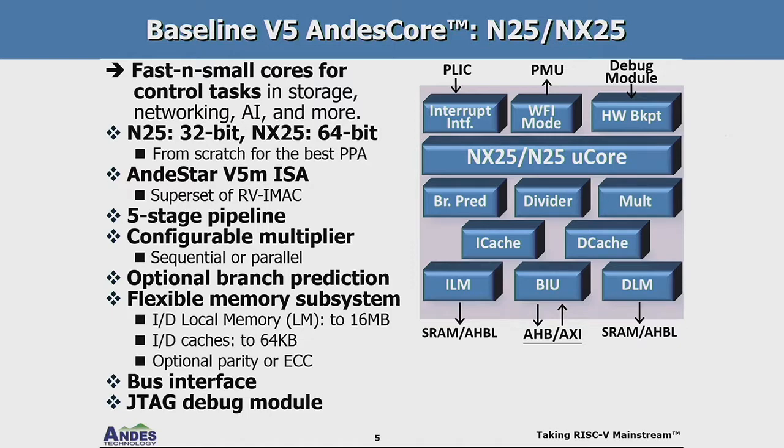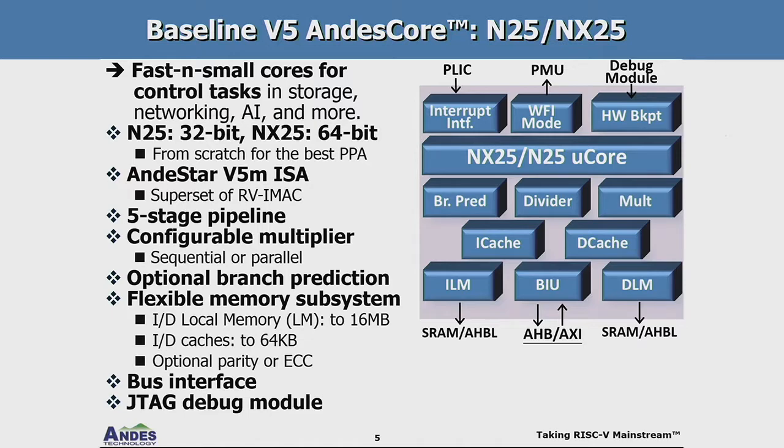Based on the V5 architecture, we already deliver the N25 and X25. One is 32-bit, the other is 64-bit, and we designed them from scratch. We officially released them last Q4. This is based on the RV IMAC superset, with a 5-stage pipeline and configurable multiplier.